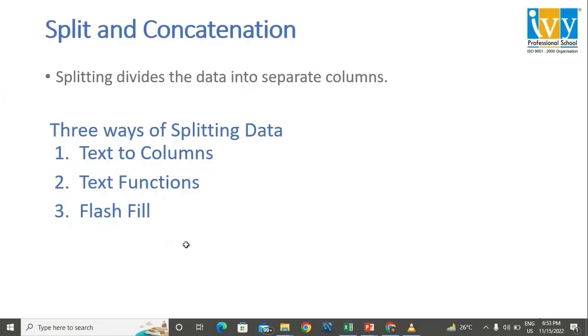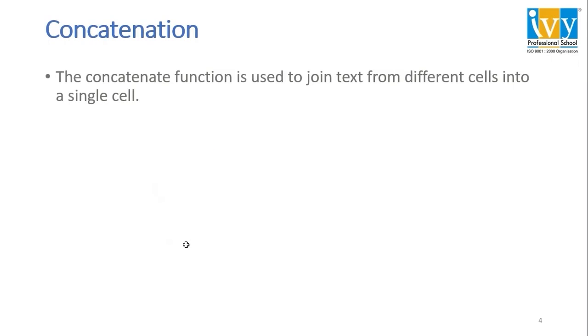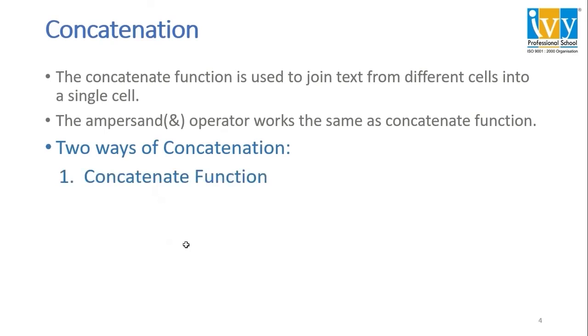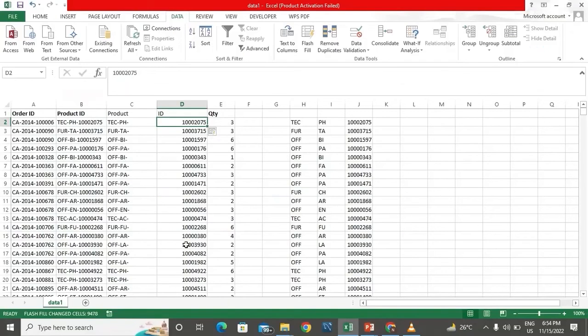Now let's go back and see what concatenation is. The concatenate function is used to join text from different cells into a single cell. The ampersand operator works the same as the concatenate function. So there are two ways of concatenation. First being concatenate function. In some Excel versions we have concat function as well. It is absolutely the same as concatenate function. And the second is using the ampersand operator. We'll work on both and see how we can concatenate using both the functions.